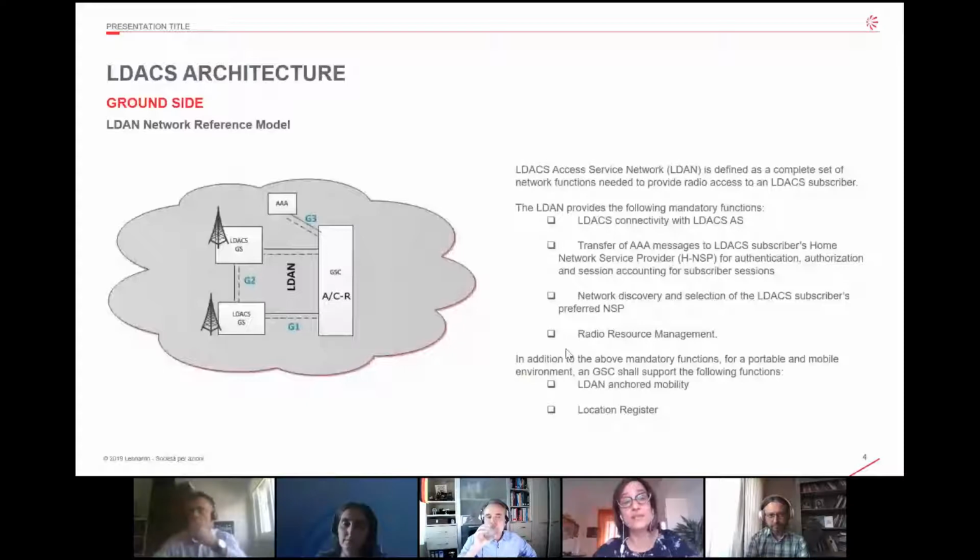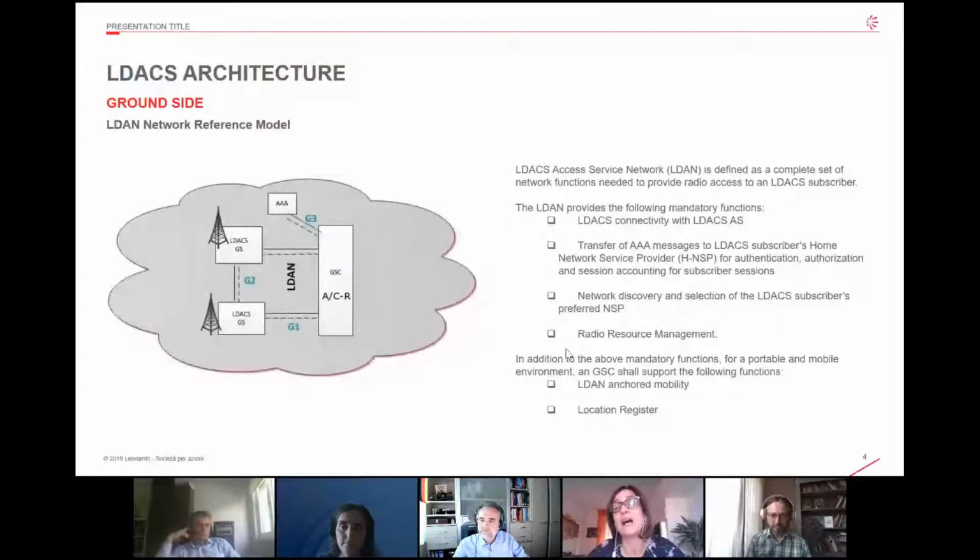How is the ground side of the network reference model composed? The LDACS access service network is composed of the ground station and the ground station controller, with the functionality of routing and communication with the authentication, authorization, and accounting server to ensure security and encryption.